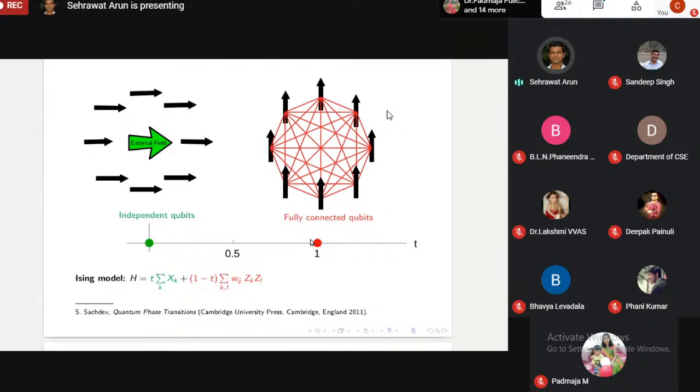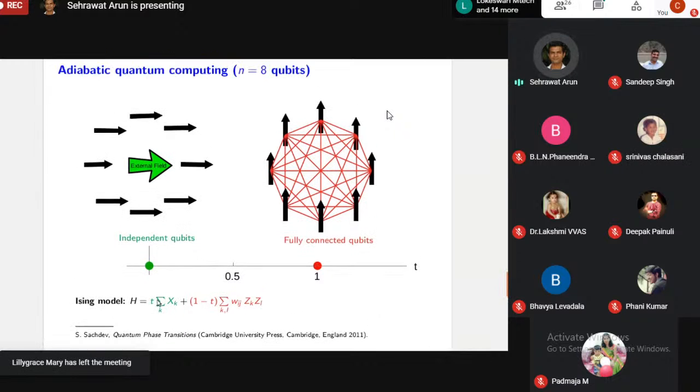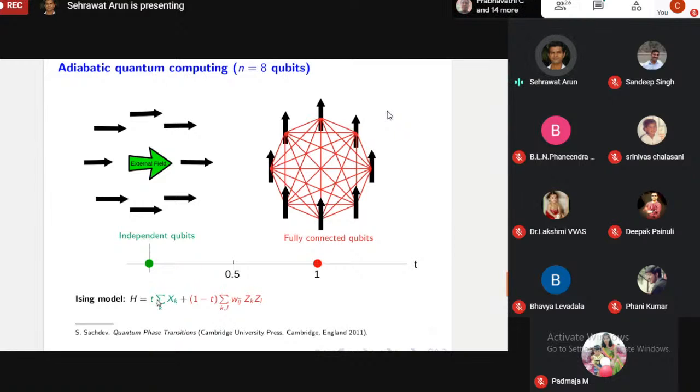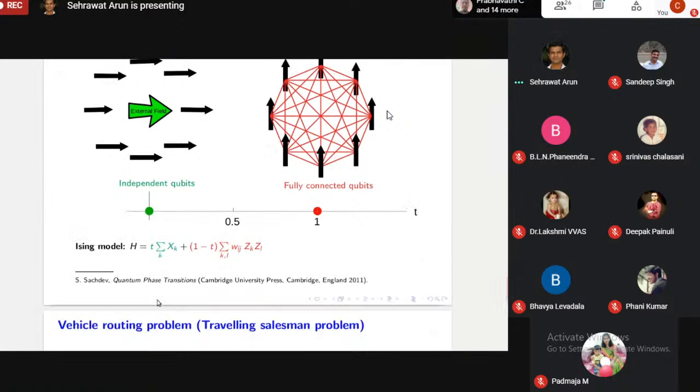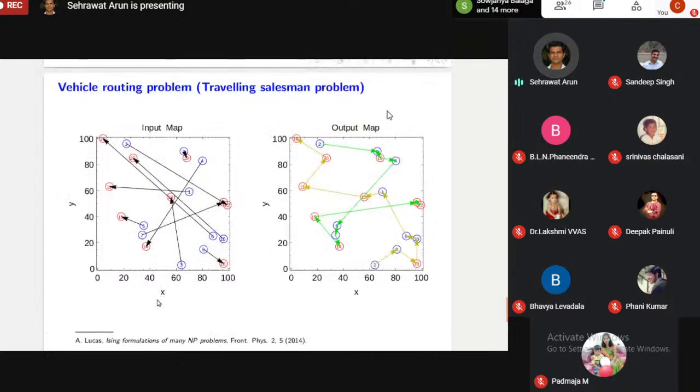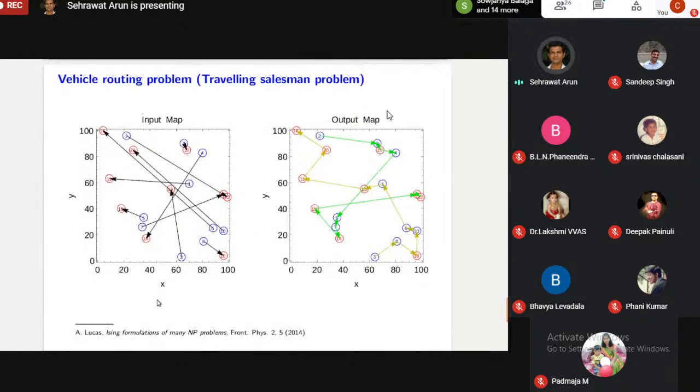So this kind of model is called the Ising model. It's in physics. There is a book on quantum phase transition by Professor Sachdev, so you can see such kinds of models in this book. Okay, and now I go to the problem, right? So this is the kind of problem you can solve.